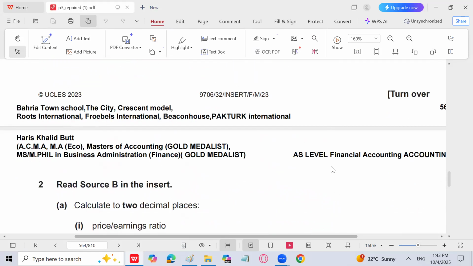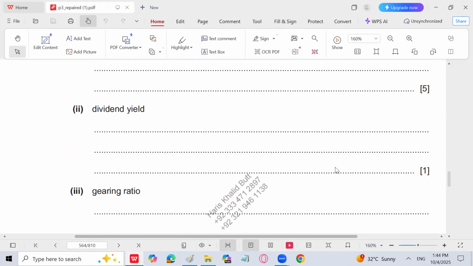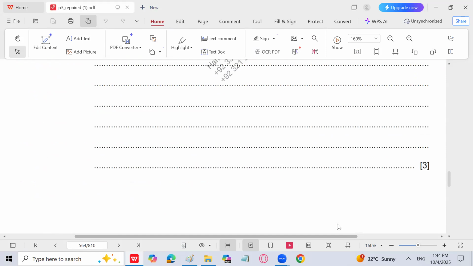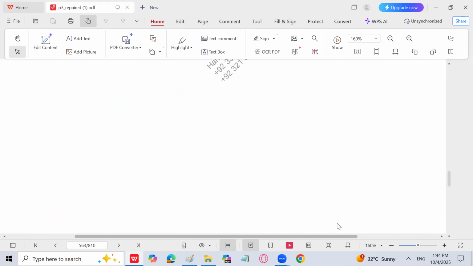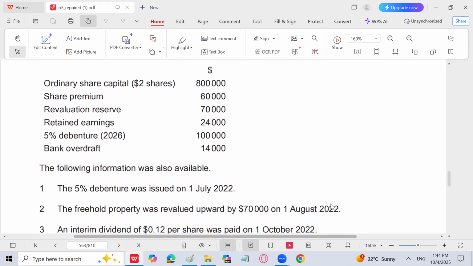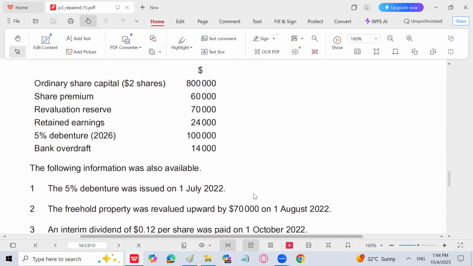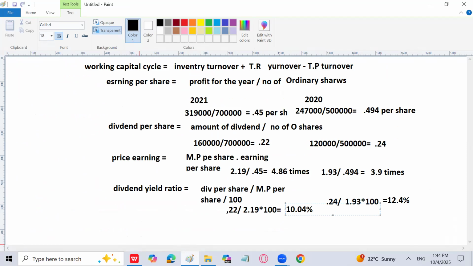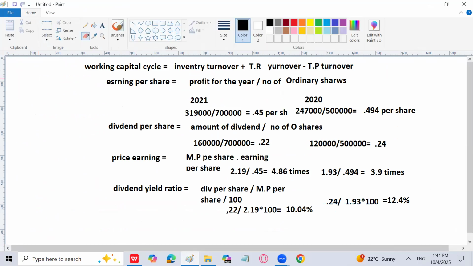Let's calculate the ratios: price earning ratio, dividend yield, gearing ratio, return on capital employed. Let's do that. February-March 23-32. So first of all, I will calculate the price earning ratio. I have already shown the formula in the question, so we can use that directly.